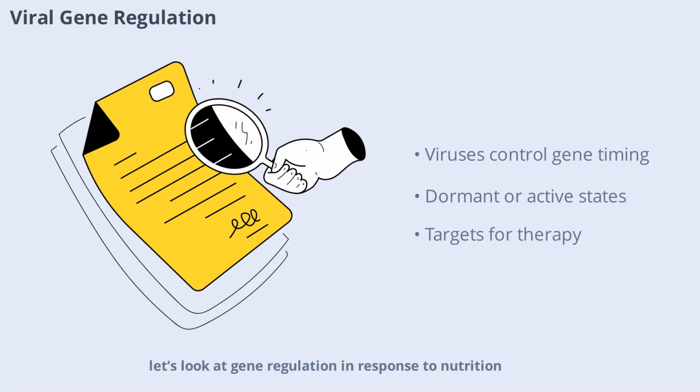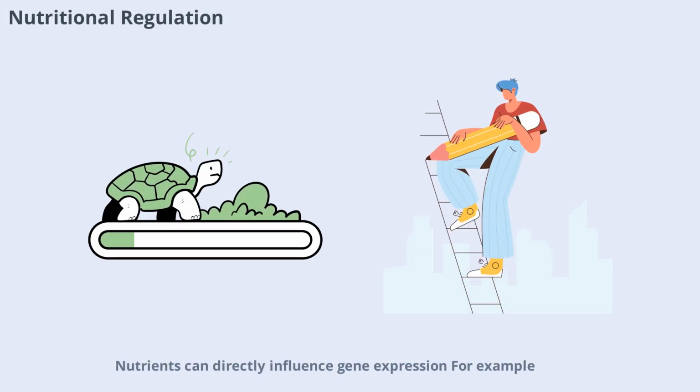Next, let's look at gene regulation in response to nutrition. Nutrients can directly influence gene expression. For example, the presence or absence of certain vitamins or minerals can turn genes on or off. This allows cells to adjust metabolism and growth based on available resources. Nutritional gene regulation is important for health and disease prevention.